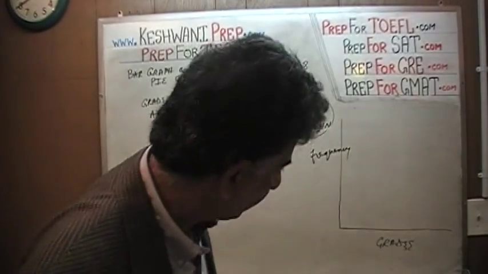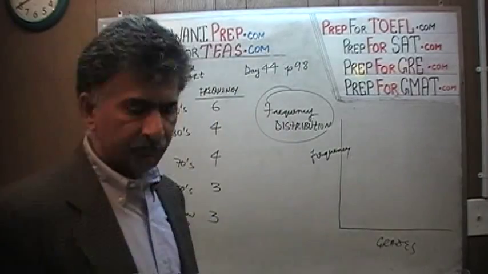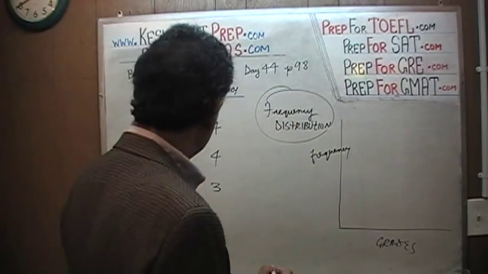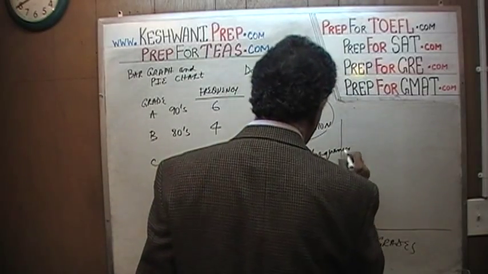Oh, for Christ's sake, how can I muck up the spelling of grades? It's so simple. Here we go. So how many A's do we have? We have 6 A's. So here we go. 1, 2, 3, 4, 5, 6. 6 A's.